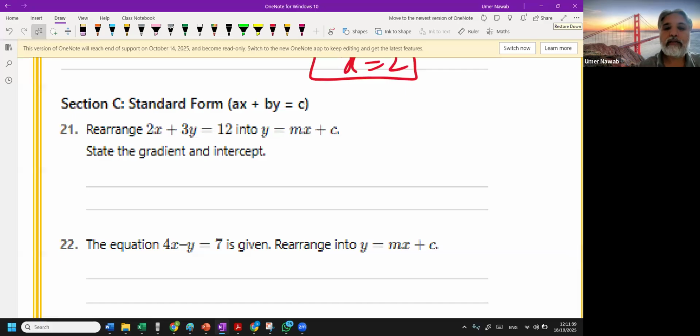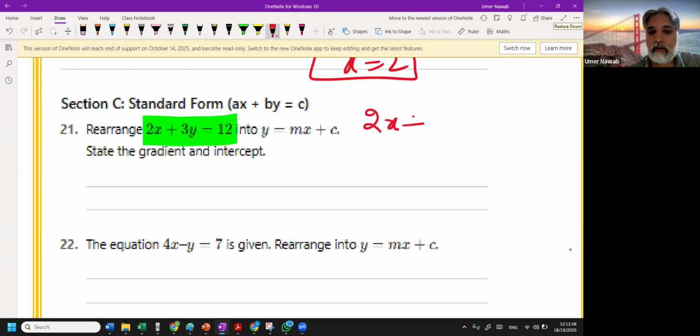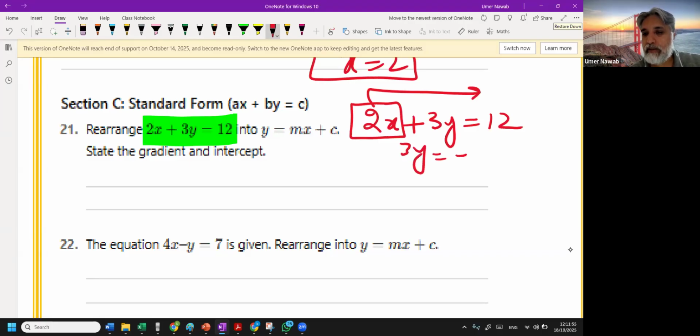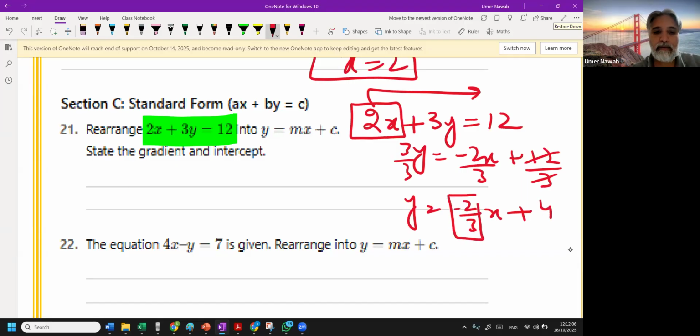Now, the examiner has given you the equation in standard form, and he said, can you convert it into y is equal to mx plus c form? That's not a big deal. Equation is 2x plus 3y is equal to 12. I can send the first 2x to the right-hand side. So 3y is equal to negative 2x plus 12, divided by 3, divided by 3, divided by 3. So y is equal to negative 2 over 3x plus 3 cancel with 12 gives you 4. So my gradient is minus 2 over 3, and my y-intercept is 4.